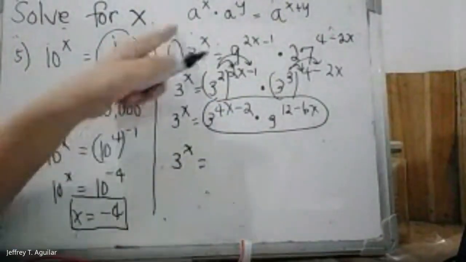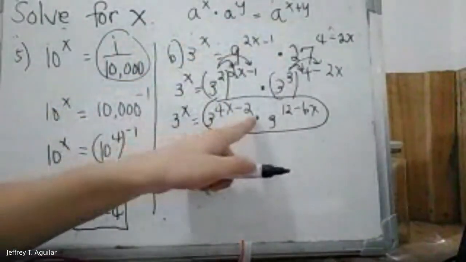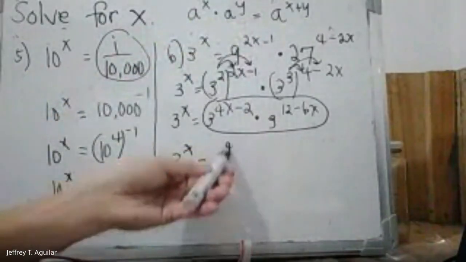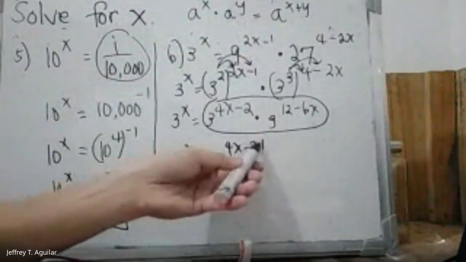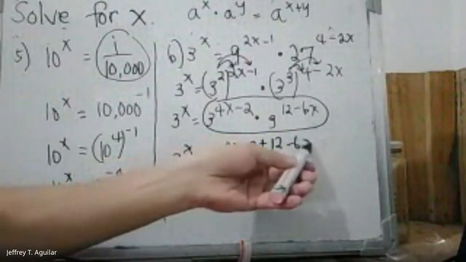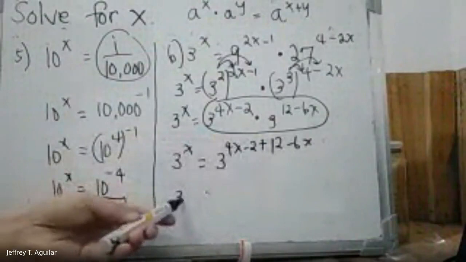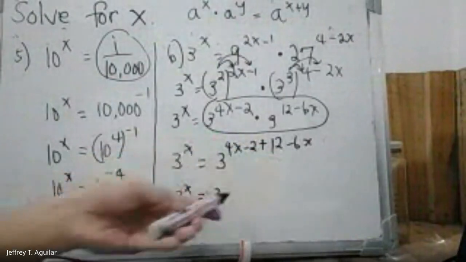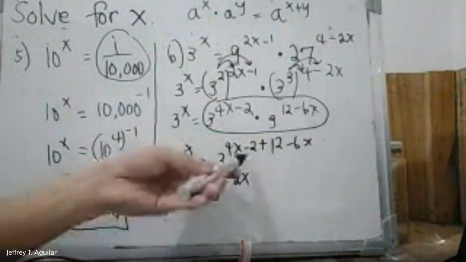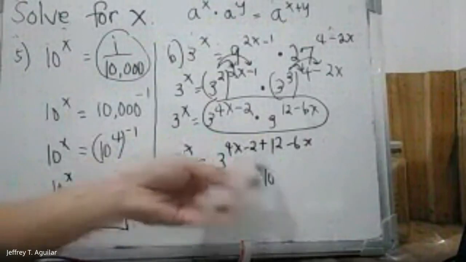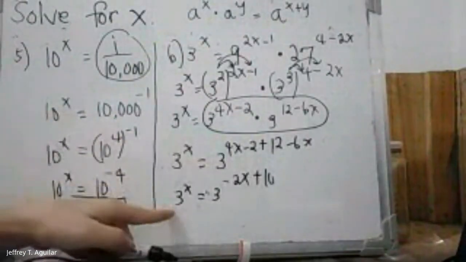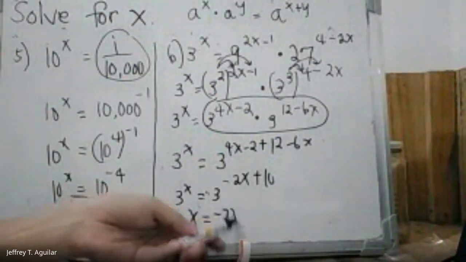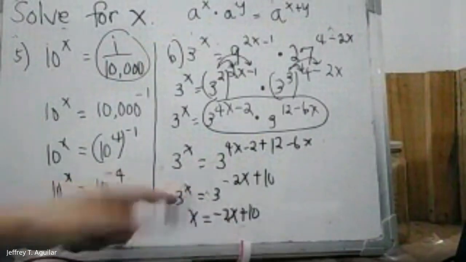3x. So from a times a, that's a. In short, 3 times 3, that is still 3. And we have to add exponents. So this is now 4x minus 2 plus 12 minus 6x. Simplifying our exponents on the right side. So this will become 4x minus 6x, that's negative 2x. Negative 2 plus 12, that's positive 10. Are we having the same base? Yes, so therefore we are going to equate exponents because it has the same base.